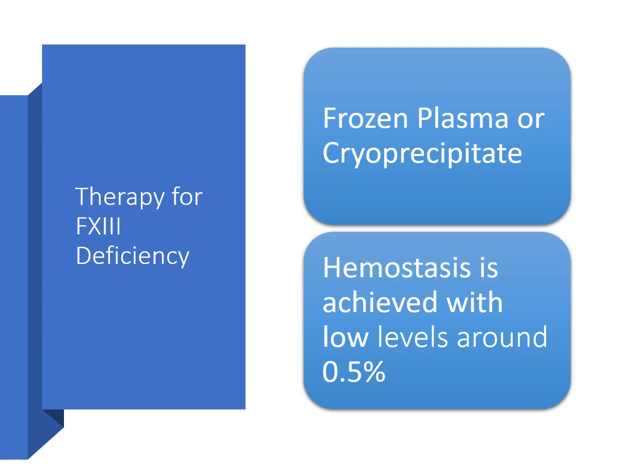Because hemostasis can be achieved with very low levels of around 0.5%, bleeding isn't usually a big problem for factor 13 deficient patients unless they are completely devoid of all factor 13, where again you would see an increased risk of maybe intracranial hemorrhage, etc. But if we did need to treat a patient for factor 13 deficiency, frozen plasma or cryoprecipitate would be the replacement therapies of choice.